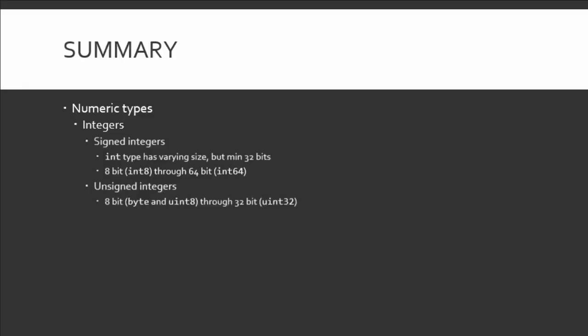We also have the unsigned integers, where the signed integers have a plus or minus, and so they can't store numbers quite so large because they have to store a plus or minus bit. The unsigned integers can store larger numbers, but they can only ever be positive. And we have all the way through an 8-bit, which we can use the byte or the uint8 type for, all the way through 32-bit unsigned integers with the uint32. We have various arithmetic operations that we can perform on both integer types, so we can do addition, subtraction, multiplication, division, and that remainder operation.